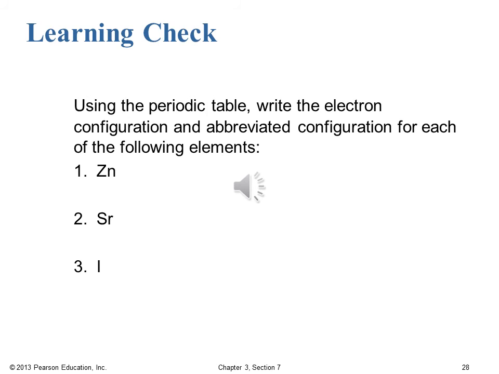Alright, with our next learning check, this time we're going to be using the periodic table to write the electron configuration and abbreviated configuration for each of the following elements. So number 1, zinc. Number 2, strontium, and number 3, iodine. So go ahead and pause the video, write those full and abbreviated electron configurations, and then start it back up and we'll see how you did.